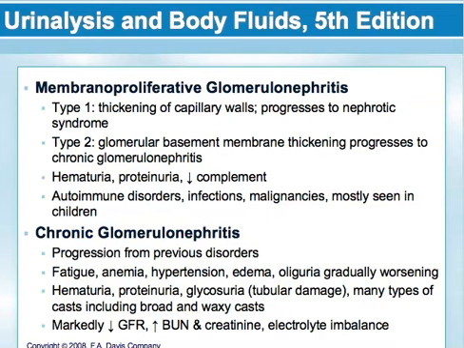Next is chronic glomerulonephritis. All of the previously discussed disorders can progress to chronic glomerulonephritis depending on the duration and the severity of the damage caused. Worsening symptoms can include fatigue, anemia, hypertension, edema, and oliguria. Lab findings associated with chronic glomerulonephritis include hematuria, proteinuria, glucosuria, a variety of casts, a decreased glomerular filtration rate, increased BUN and creatinine, and electrolyte imbalance.